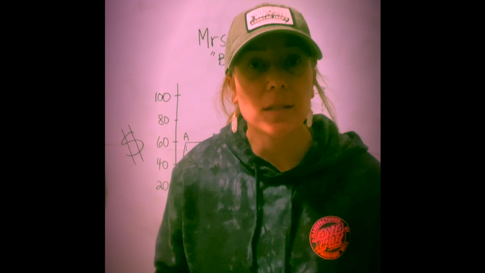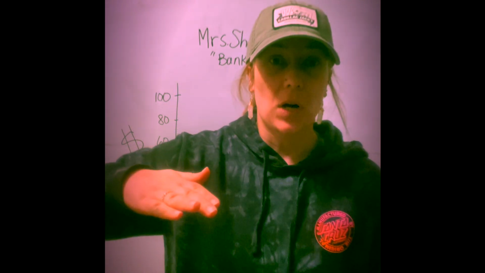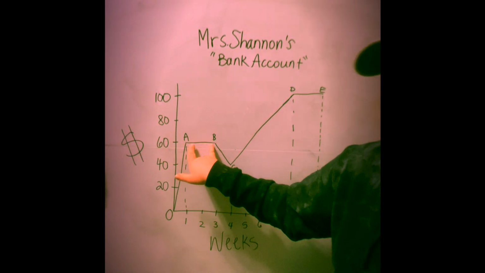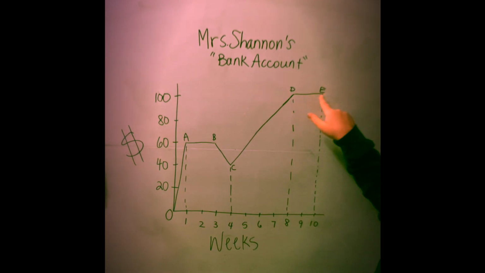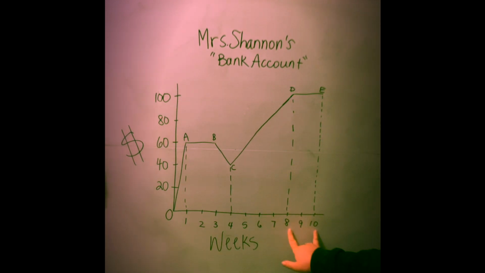What weeks was the slope constant? And when it's constant, that means it doesn't rise or fall. So that would be AB. So that would be between weeks 1 and 3. And DE is also constant, so weeks 8 through 10.